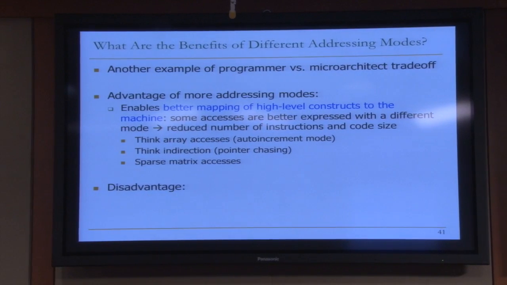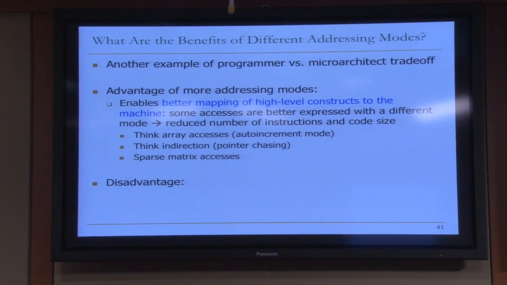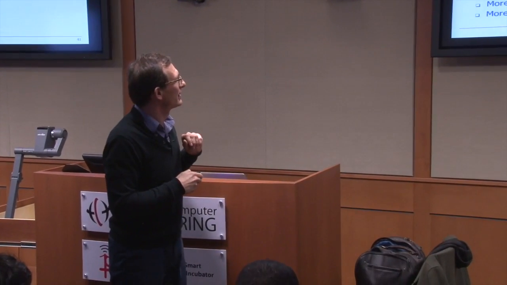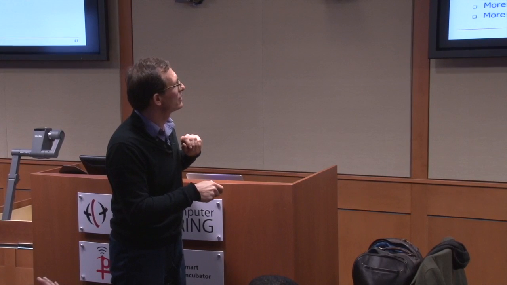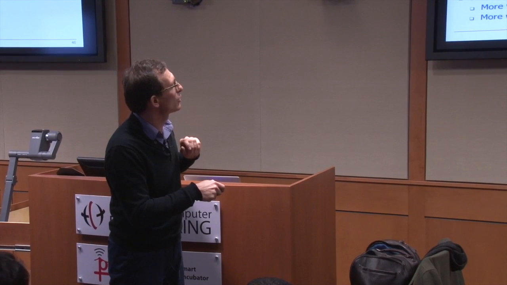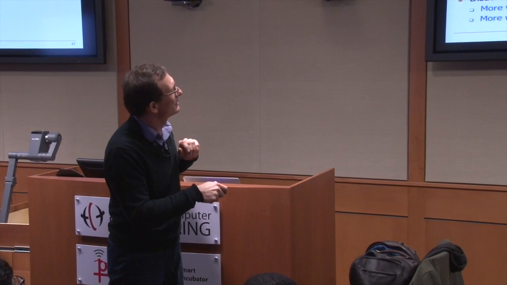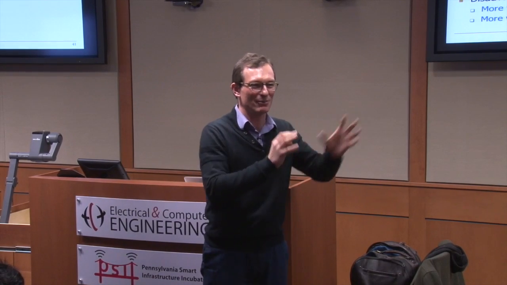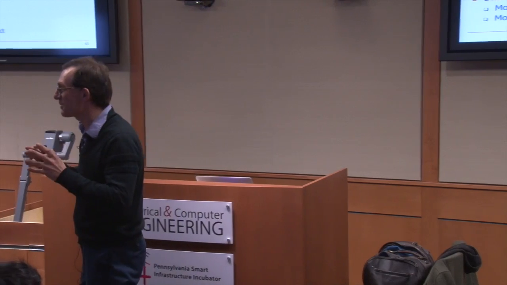The disadvantage, again, remember, this is the programmer microarchitect trade-off. You're making the programmer's life easier, or the compiler writer's life easier, but you're causing more work for the microarchitect. I say more work for the compiler also. That's actually more work for the compiler too, because now the compiler needs to figure out what is a good mapping, right? That's right. What is the best option to use?